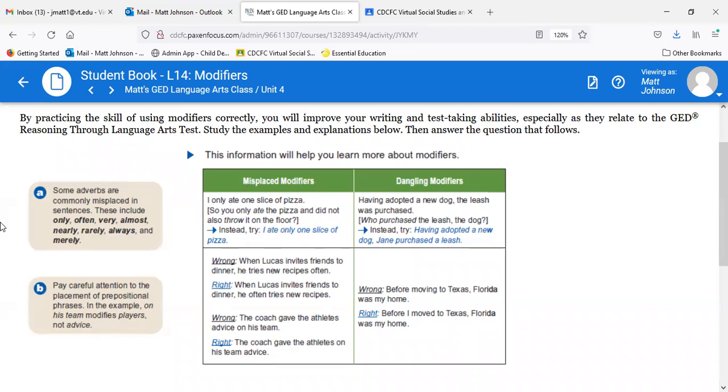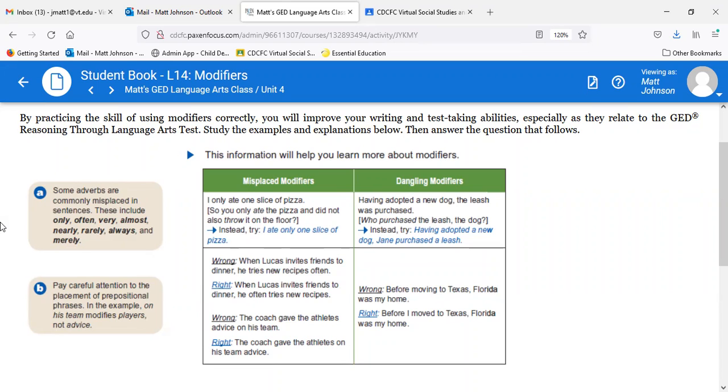So you have to move the location of only, your modifier, to help the reader understand that. Simply stating that I only ate one slice of pizza meant that you had other activities that you were doing with the pizza, or other people were doing activities with the pizza. Instead, "I ate only one slice of pizza" indicates to the reader that you only had one slice. Can be a little confusing sometimes. And then some more examples of misplaced modifiers.